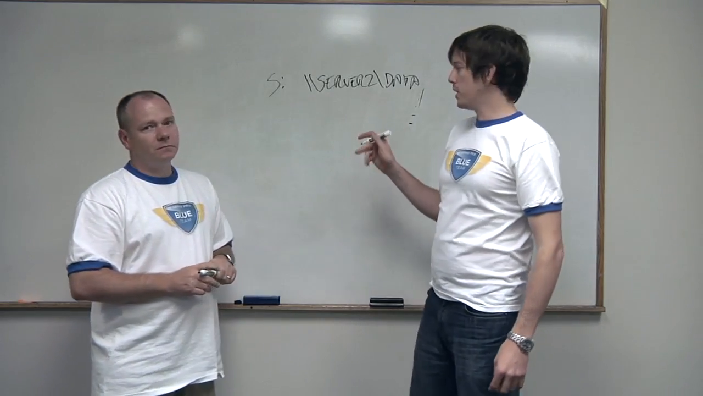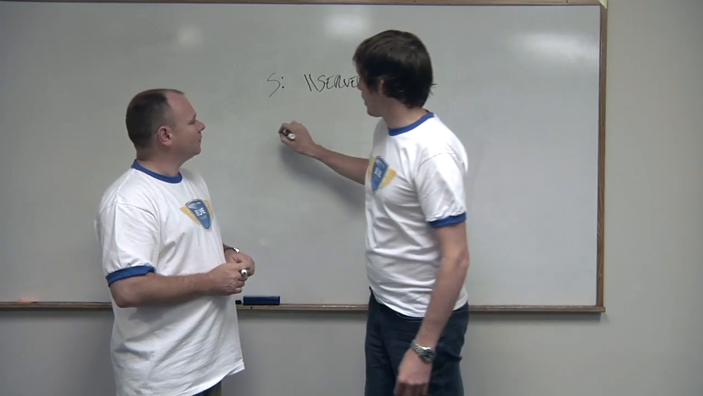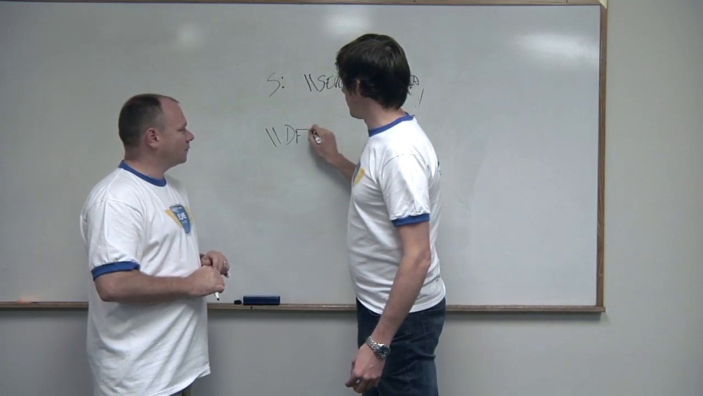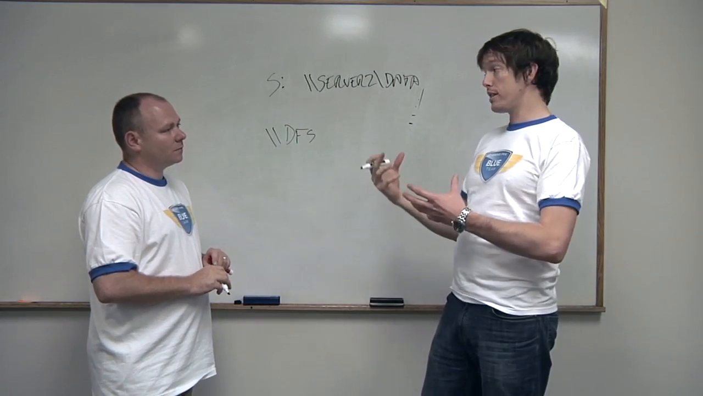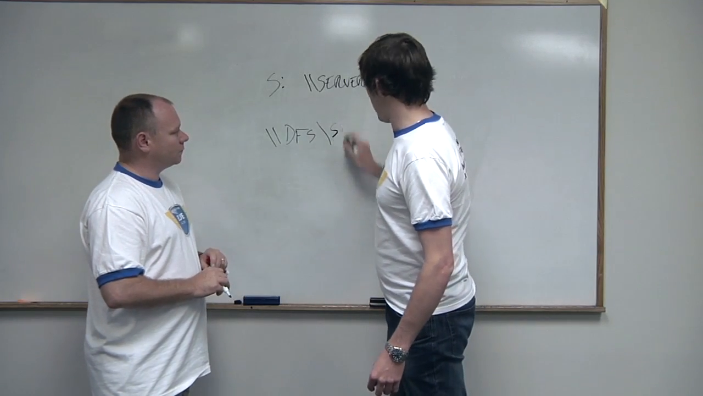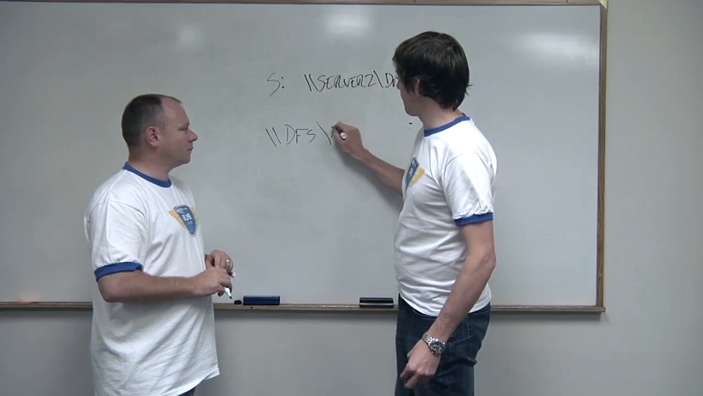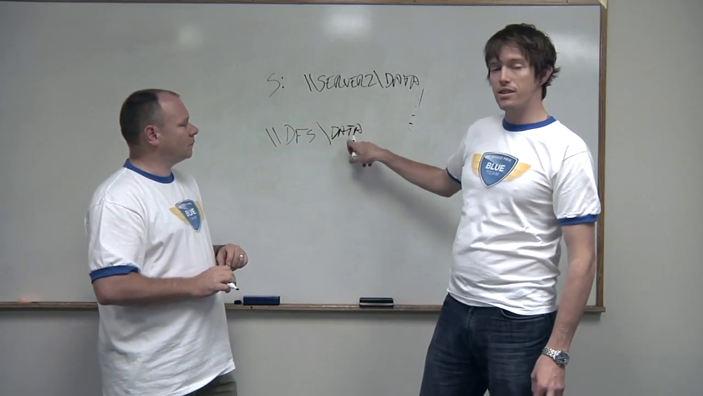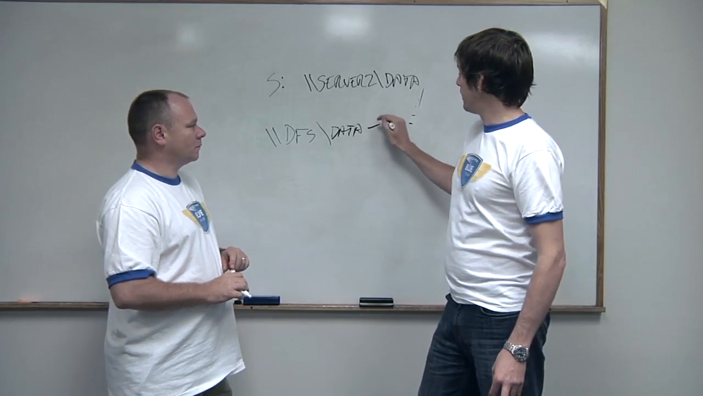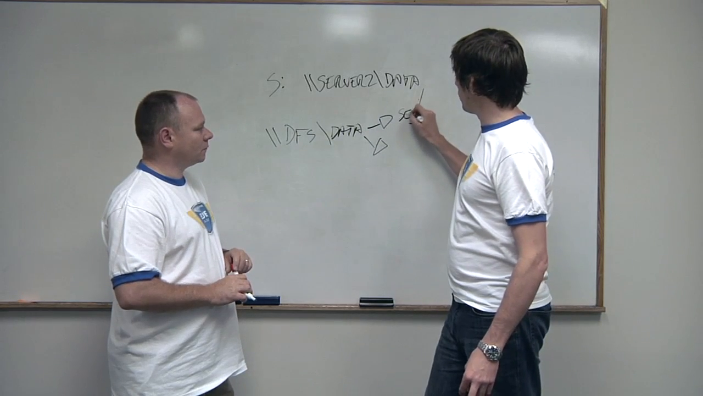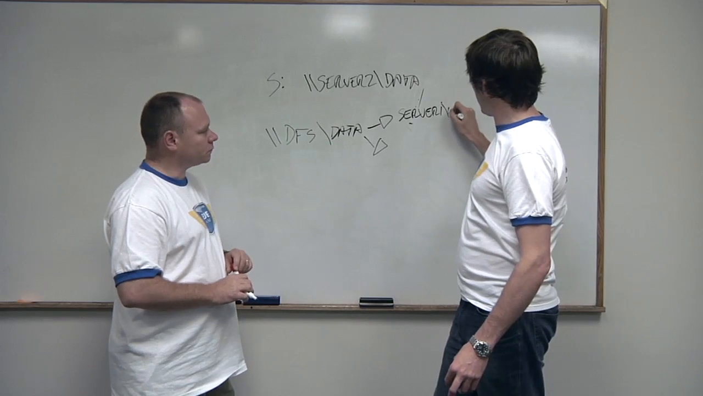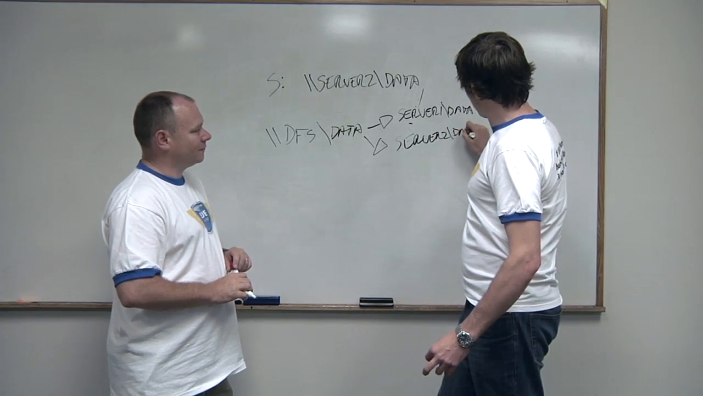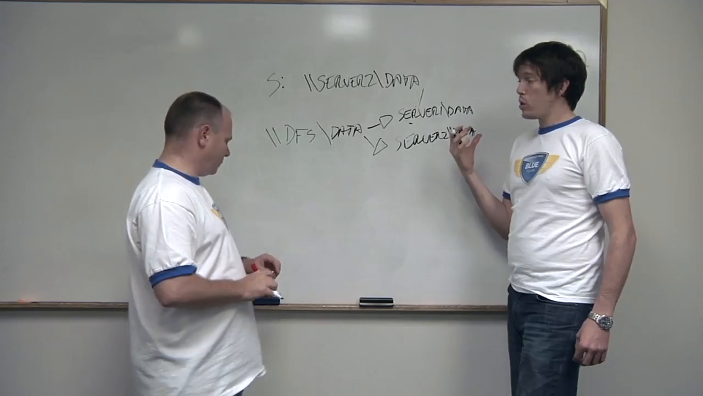But what DFS is going to let us do is take this server node and create a new DFS root. For the sake of argument, we'll call it DFS, and under DFS we're going to create leaf nodes. Here we'll have a DFS leaf node and we will call it data. Now, what we're going to do is create pointers. So DFS data is going to point to the local servers in each location. So we'll have server1/data and server2/data.